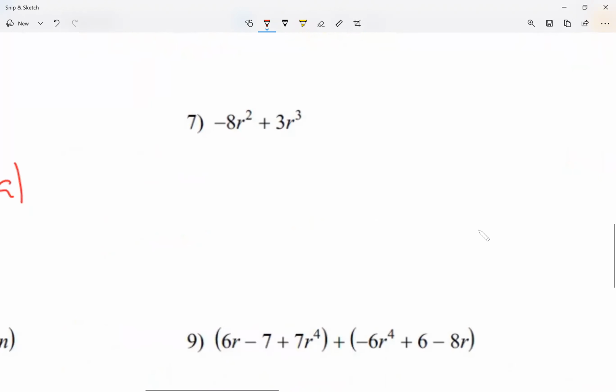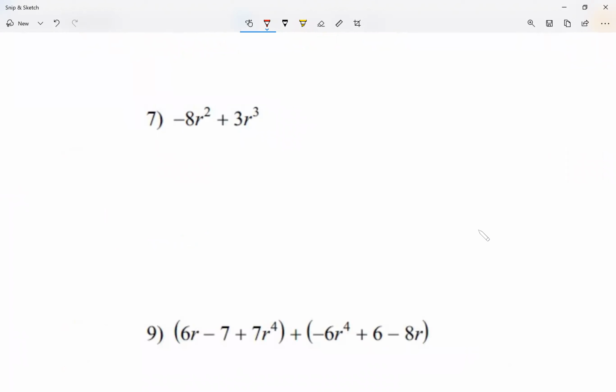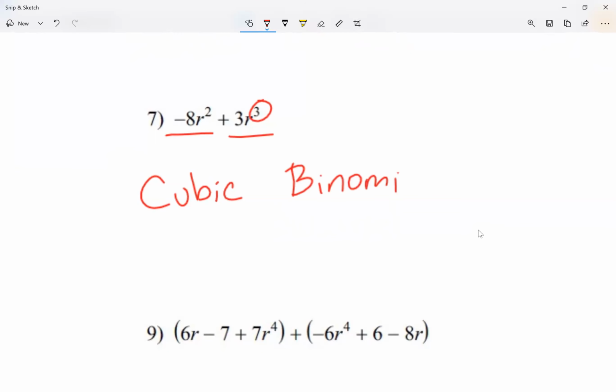Okay, last example for today. The highest degree is 3. So according to our list, this is going to be cubic. Based on the number of terms, there's 2 terms. So according to our list, this is going to be binomial.